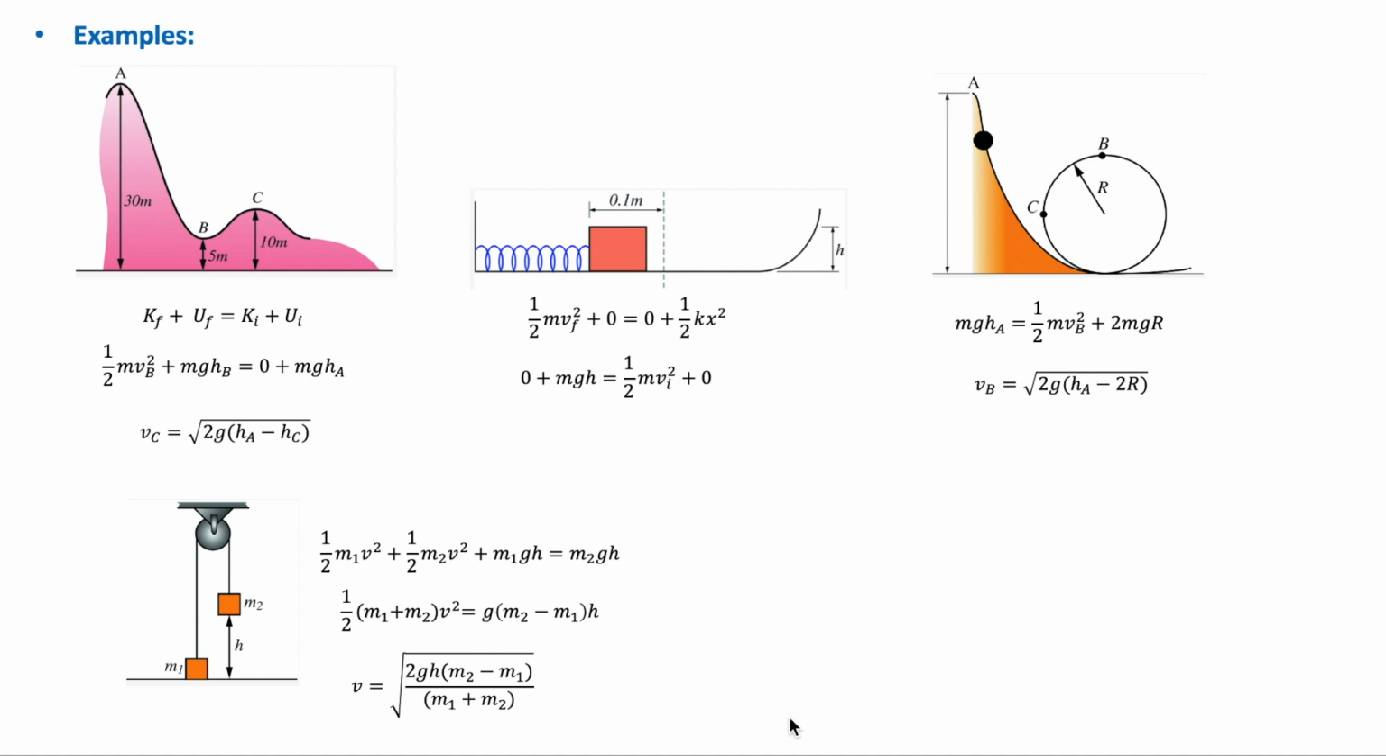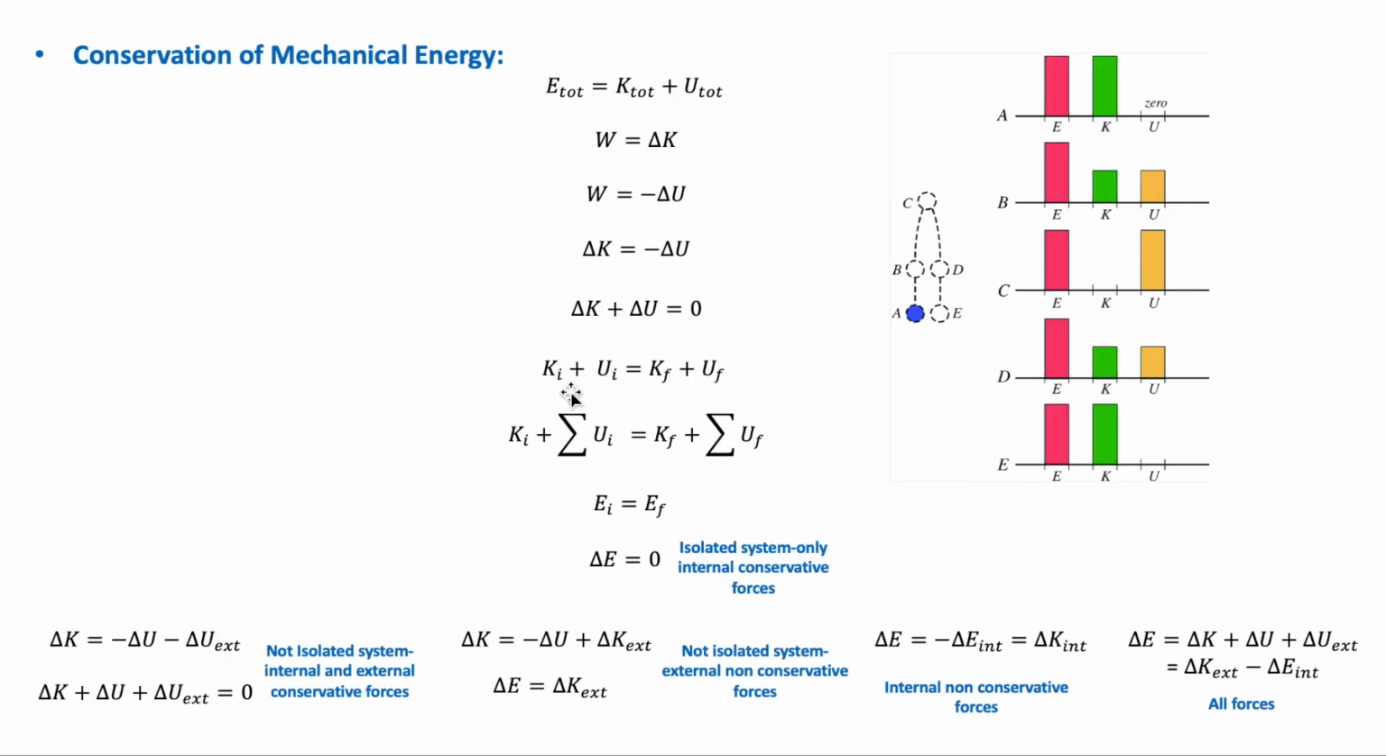So let's consider now some examples of the conservation of energy. So for the first example, we have a roller coaster that starts from rest at A and we want to find its speed at C. So if we consider the system consisting of the roller coaster plus the track plus the earth, and if we ignore friction, then we may consider it as an isolated system where the only internal force acting is gravity, which is a conservative force, okay? And so we may apply this equation here for this situation.